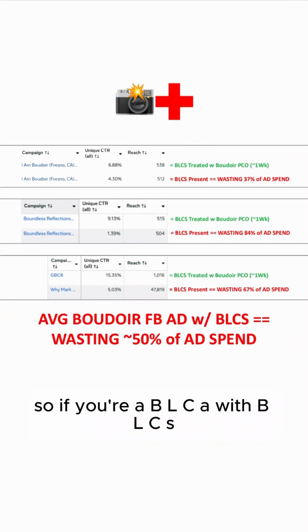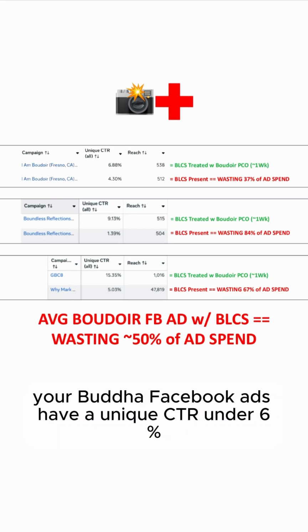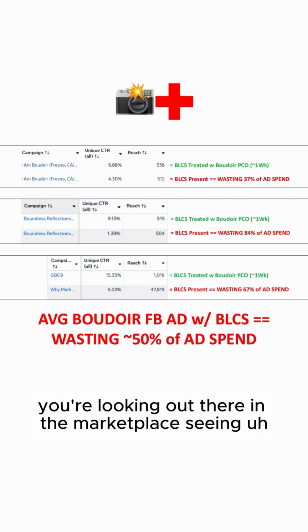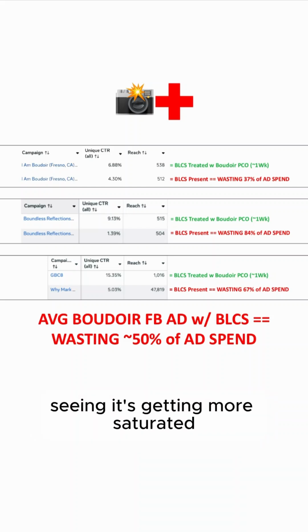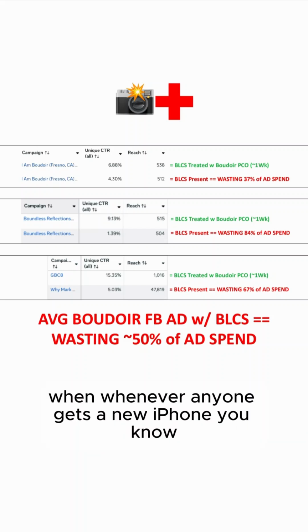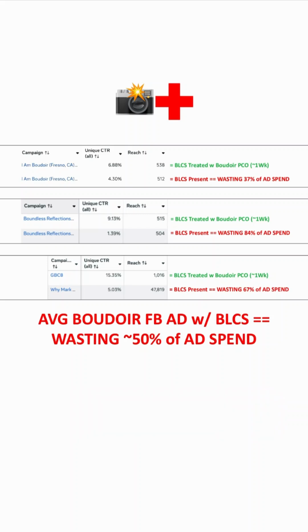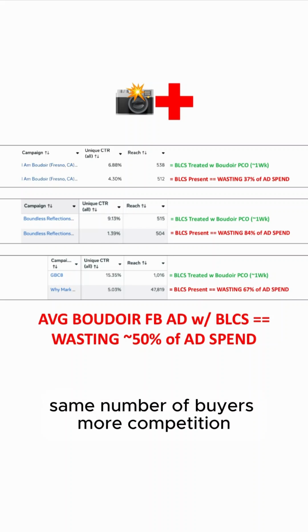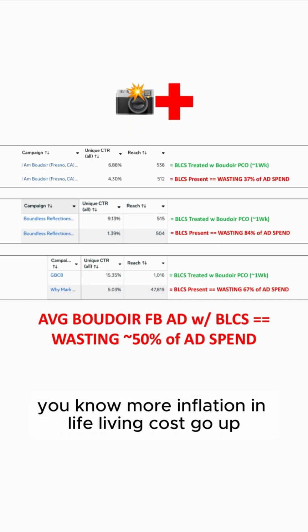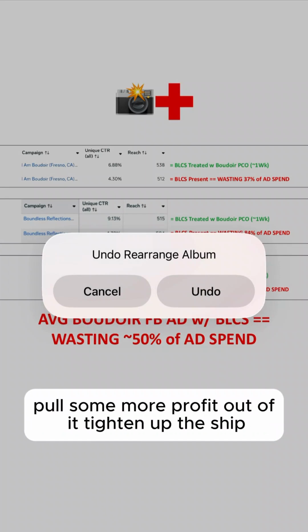So if you're a BLCA with BLCS, if you're a Boudoir low click advertiser with Boudoir low click syndrome, your Boudoir Facebook ads have a unique CTR under 6%, and you're looking out there in the marketplace, seeing it's getting more saturated every single day, every single week, every single month, every single year. Seems like whenever anyone gets a new iPhone, they're also throwing up a new Google My Business profile saying they now offer Boudoir, or if they get a new camera, they're posting in the mom group saying they now offer Boudoir. So there's more service providers, same number of buyers, more competition, and you're also seeing more inflation in life. Living costs go up, so you decided, hey, you've got to optimize the business here, pull some more profit out of it, tighten up the ship.